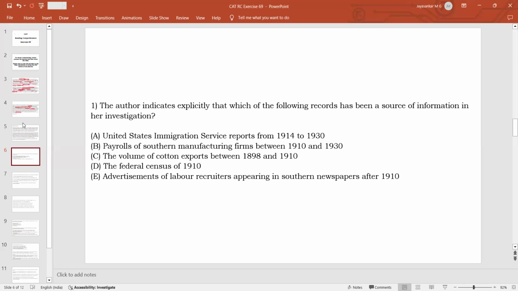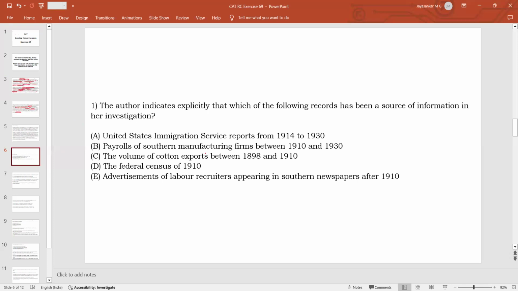As you might have seen from the exercise, there are 8 questions. I have given you 15 minutes. So if you take around 4 minutes to thoroughly understand the passage, the 8 questions you can very easily answer in 11 minutes, so that in 15 minutes you are able to complete the entire exercise.